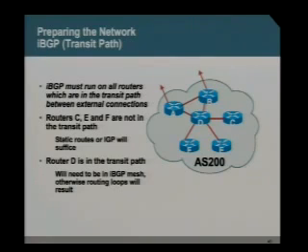So in this case, only A, D, and B need to run iBGP, whereas in the previous example, all the routers in that network needed to run iBGP. So for C, E, and F, static routes or just simply relying on the IGP is sufficient.